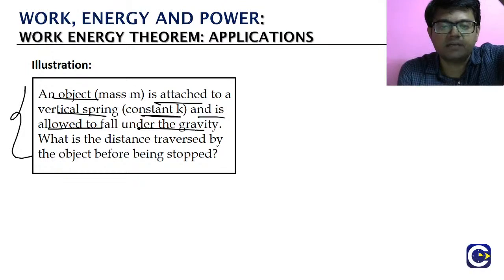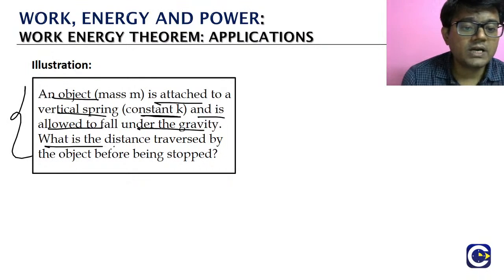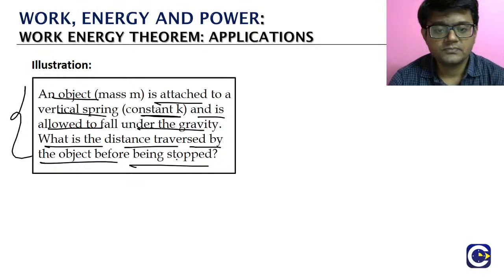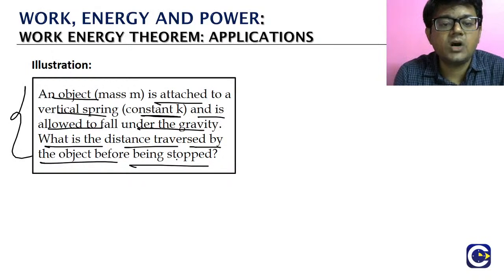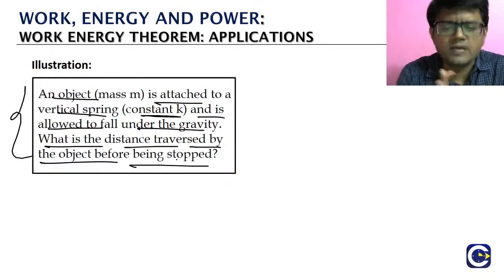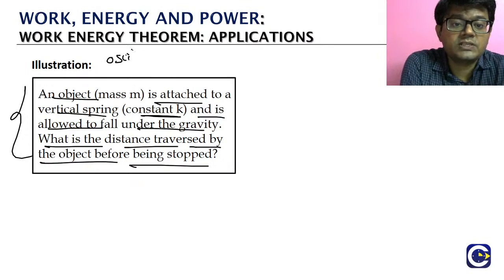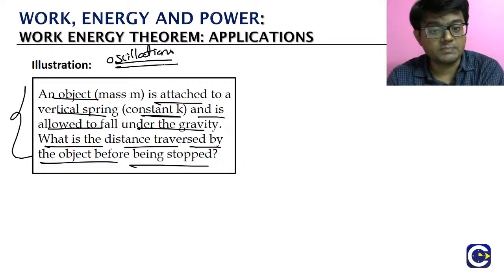The mass will start coming down, because the mass is experiencing the gravitational force. What is the distance traversed by the object before being stopped? Before it stops, what is the total distance covered by the object? Okay? Look here, what is going to happen? This is something we will discuss again in the oscillations chapter. We will discuss the same kind of situation in the oscillation chapter also.